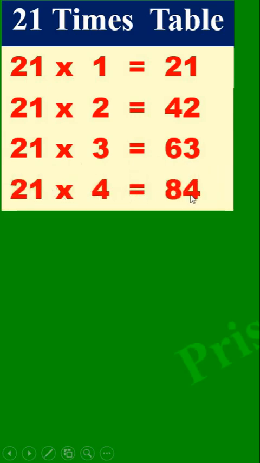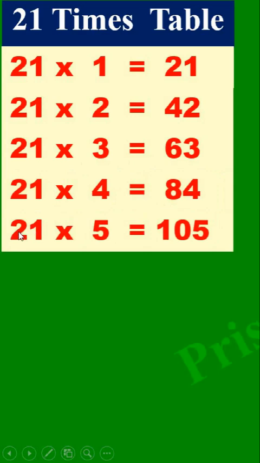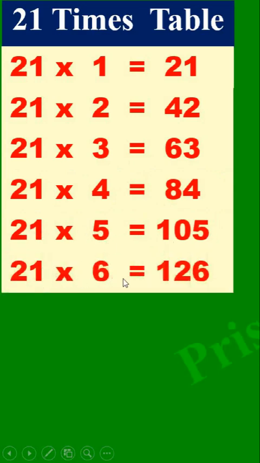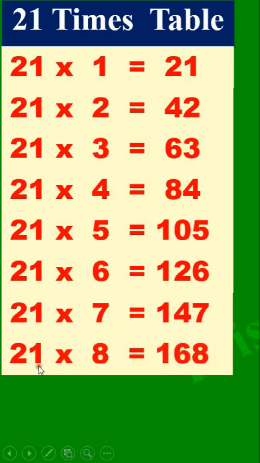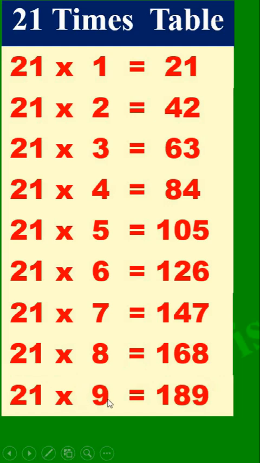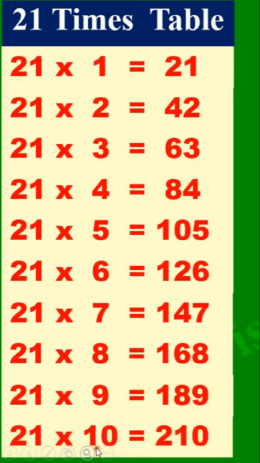21 times 4 is equal to 84. 21 times 5 is equal to 105. 21 times 6 is equal to 126. 21 times 7 is equal to 147. 21 times 8 is equal to 168. 21 times 9 is equal to 189. 21 times 10 is equal to 210.